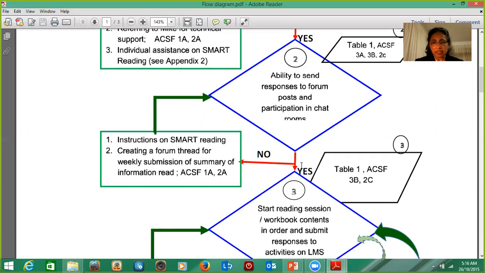Those who say yes, they fit into the next one. Those who cannot follow, they loop it and they need support to bridge the gap. So bridging the gap is working with the expert mentor, and that covers Australian Core Skills Framework levels 1A and 2A. Right? So then they take a little U-turn, but they get into the mainstream with time.